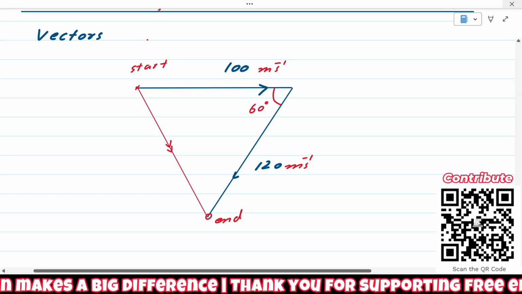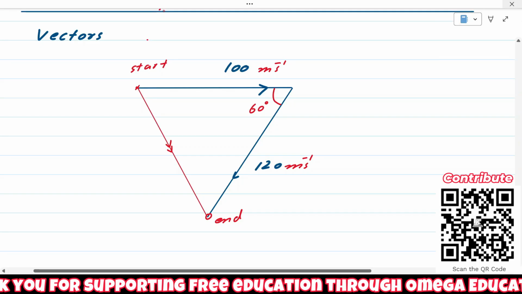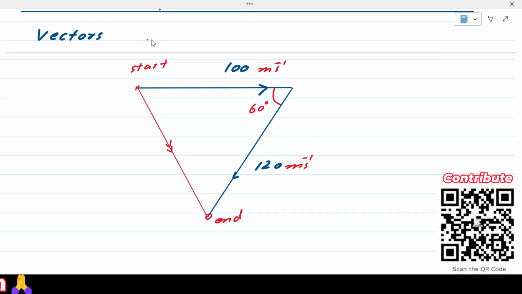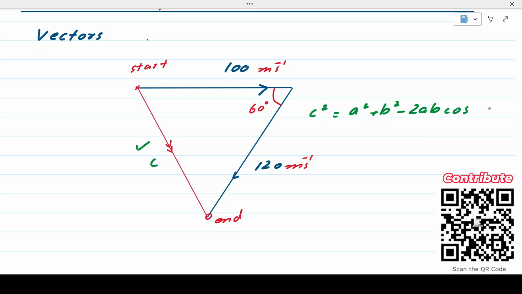How do you find it? Either you can find it through scale drawing. You can say 100 meter per second equals, let's say, 2 centimeters. 120 meter per second would be, for example, 2.2 centimeters. Or you can use trigonometry. For example, this side c could be equal to, using the cosine rule, a squared plus b squared minus 2ab cos of the included angle between the two given sides. Then you take the square root.